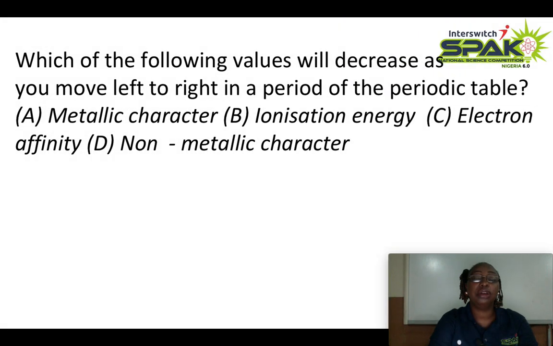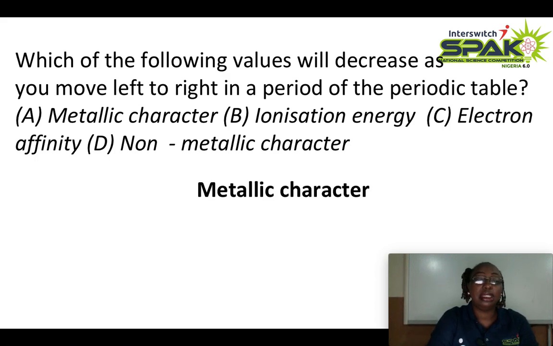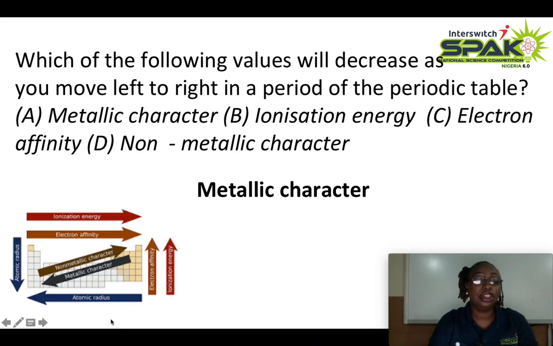Which of the following values will decrease as you move left to right in a period of the periodic table? We have metallic character, ionization energy, electron affinity, and non-metallic character. The answer should be metallic character. Why? All the others will increase. As you can see in this diagram, ionization energy, electron affinity, and non-metallic character increase across the period, but metallic character decreases.